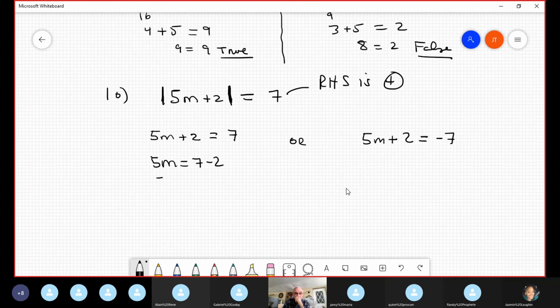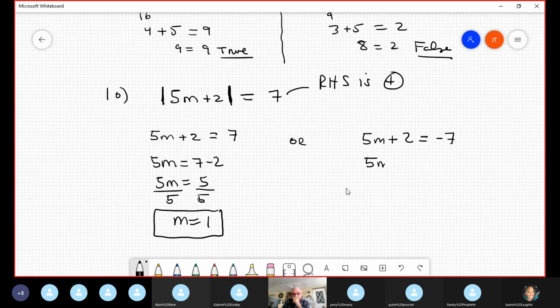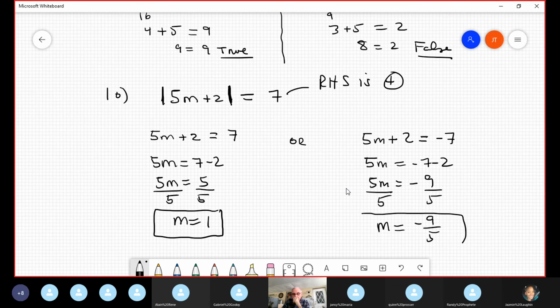Well, subtracting 2, 7 minus 2 is 5, divided by 5, we get 1. This is my first solution. The second solution is 5m equal to minus 7 minus 2, which is negative 9, divided by 5. Well, it's a fraction: negative 9 over 5. Okay, two solutions. The solution set for this equation is 1 and negative 9 over 5.